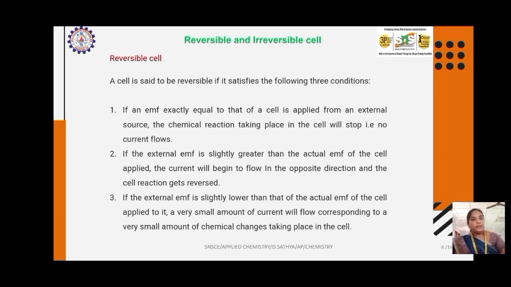Reversible and irreversible cells. A cell is said to be reversible if it satisfies the following conditions. If an EMF exactly equal to the cell's EMF is applied from the external source, the chemical reaction in the cell will stop, that is, no current flows. If the external EMF is slightly greater than the actual EMF of the cell, the current will begin to flow in the opposite direction. If the external EMF is slightly lower, a very small amount of current will flow, corresponding to a very small amount of chemical change taking place in the cell.